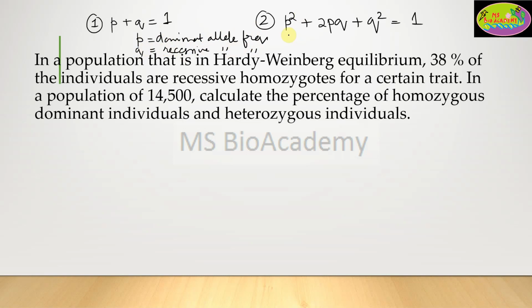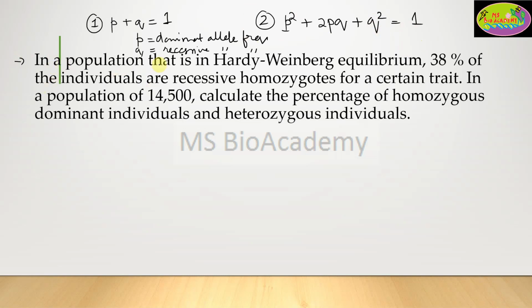And P square is basically your homozygous dominant genotype frequency, 2PQ is your heterozygous genotype frequency, and Q square is your homozygous recessive genotype frequency. That is how it follows. So these things you need to remember, then you can solve each and every question very easily. So let's take the first problem here.